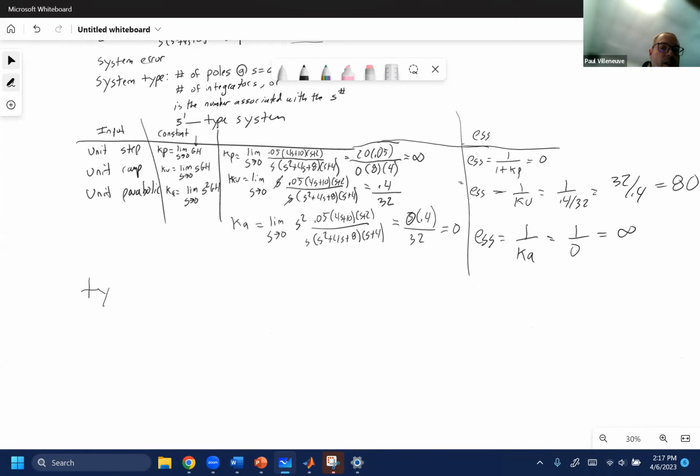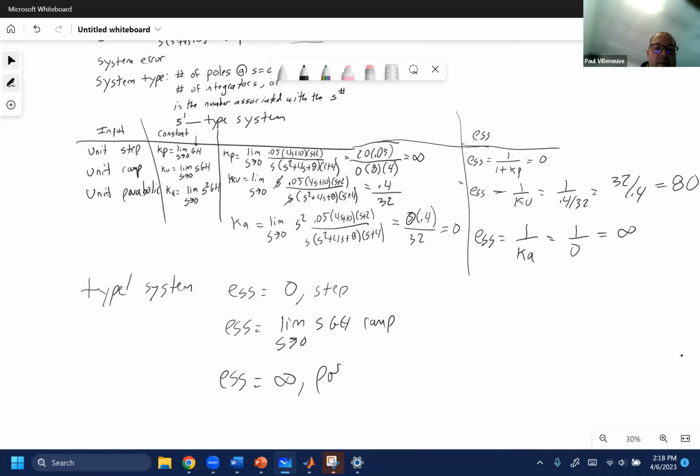And this work applies for any type of system. If I have a type 1 system, ESS is going to be equal to 1 over k sub p for a step, which is 0. ESS is going to be equal to 1 over the limit as s approaches 0, s times GH for a ramp. And ESS is going to be equal to infinity for a parabolic.